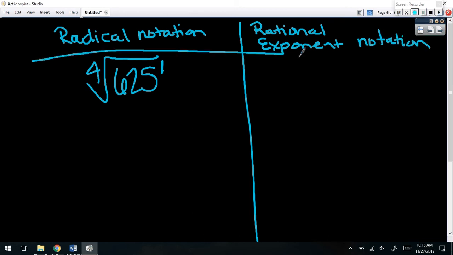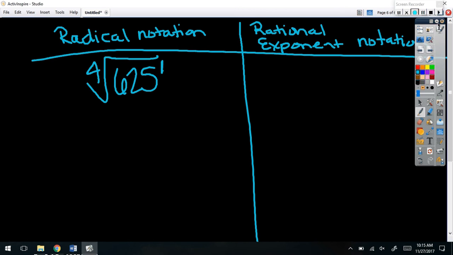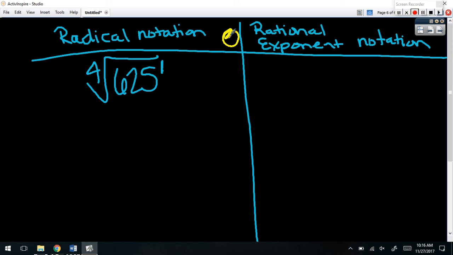Every single root can be expressed with an exponent. That exponent is a rational number, meaning a fraction. Let me know when you're paused so I can go at them. Here, I'm going to teach you a little trick.